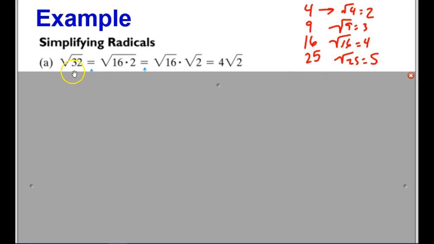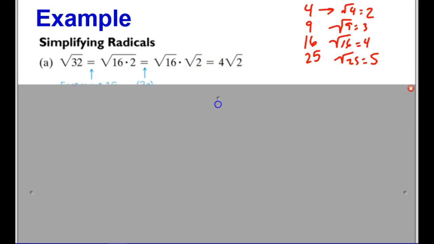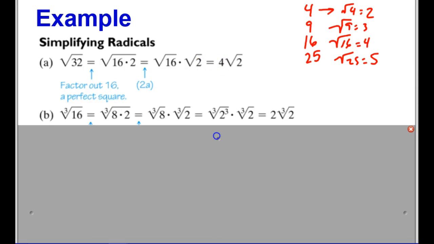So here I know that 16 goes into 32, so I've got 16 times 2. So then I can split those out, and since I know the square root of 16, I can go ahead and simplify that piece as well. Okay, so now let's look at this as well. So now I'm looking at cube roots. So now I say, what can I multiply in? Well, I know that 8 is a perfect cube, and 8 goes into 16 evenly. So I know I'm going to end up with 2 times the cube root of 2.